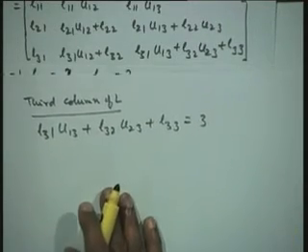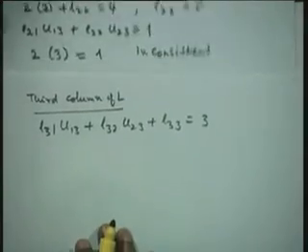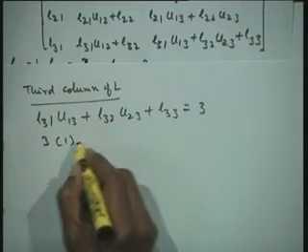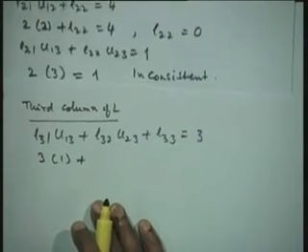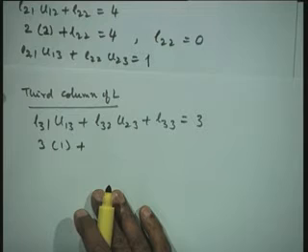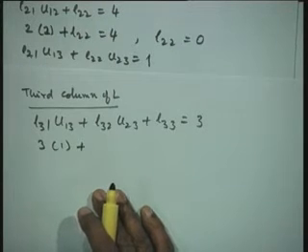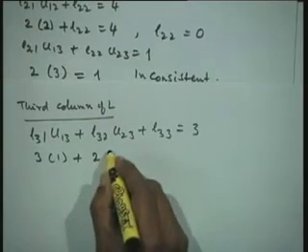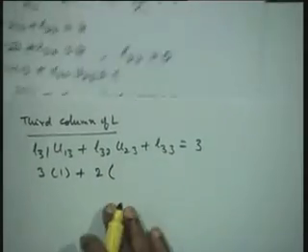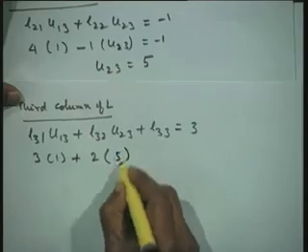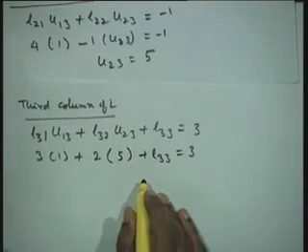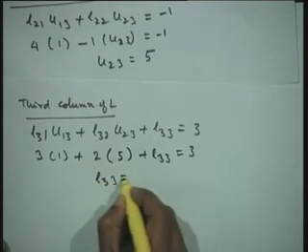So, let us substitute the values of these elements that we have over here. L31 is 3, U13 is 1. Now, we have L32 is equal to 2 and U23 is equal to 5, plus L33 is equal to 3. Therefore, L33 is equal to minus 10.